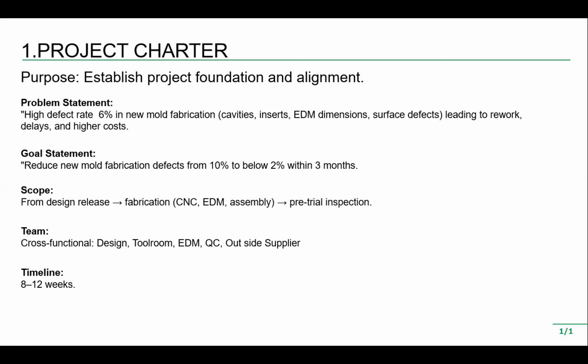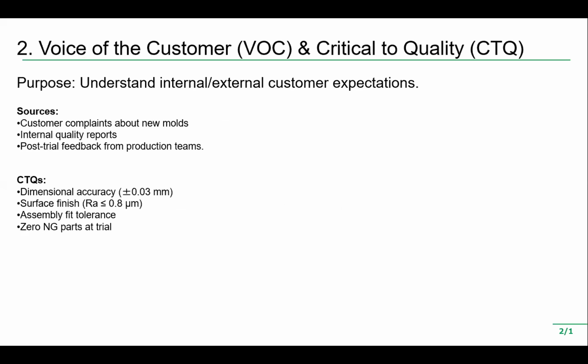The scope is from design release to fabrication: CNC, EDM, assembly, and pre-trial inspection. The teams are cross-functional, with design, tool room, QC, and outside suppliers also, as we give orders to outside suppliers too. The timeline is 8 to 12 weeks. Next is the voice of the customer and critical to quality. The purpose is to understand internal and external customer expectations.